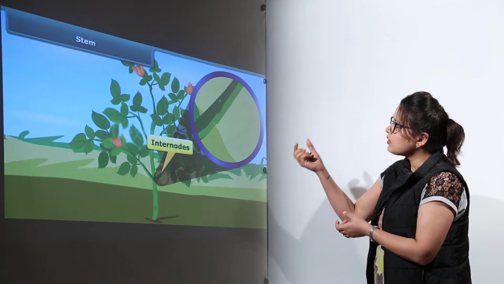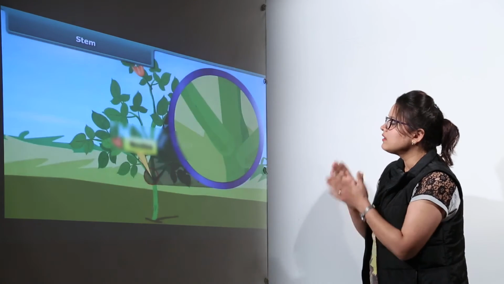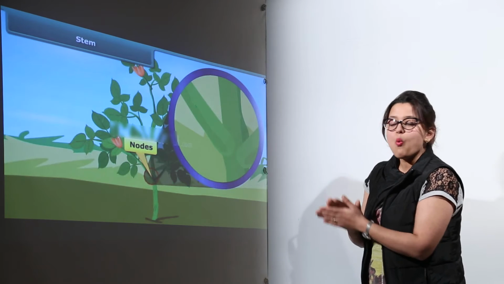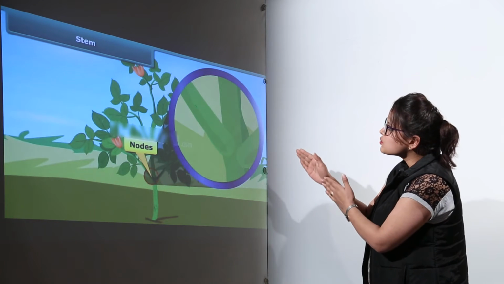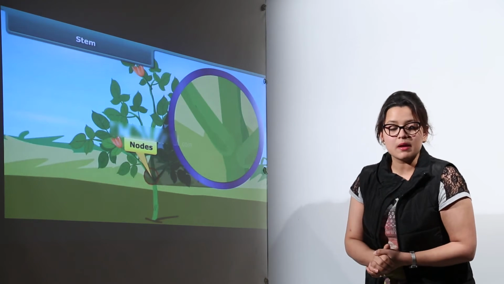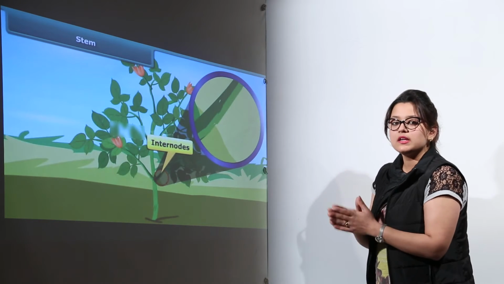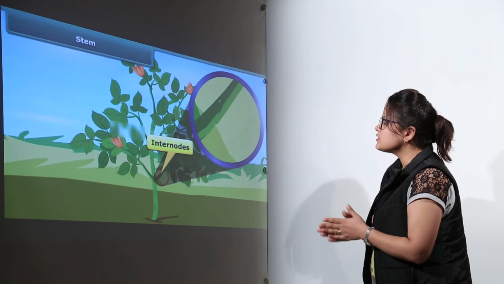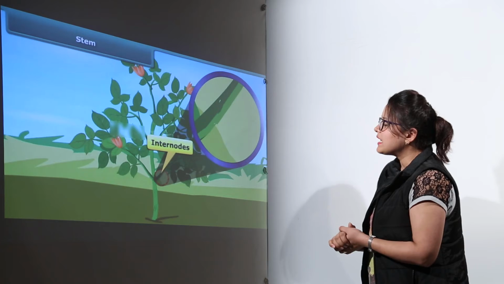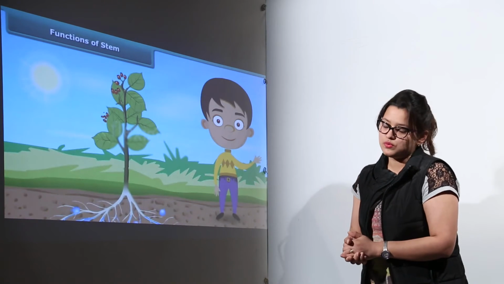Now the two very important things that stems have are the nodes and internodes. What are nodes? Nodes are the swollen parts present on the stem on which the buds grow, right? And the buds finally can grow into leaves, flowers and so on. You have the internodes that are present between the nodes.